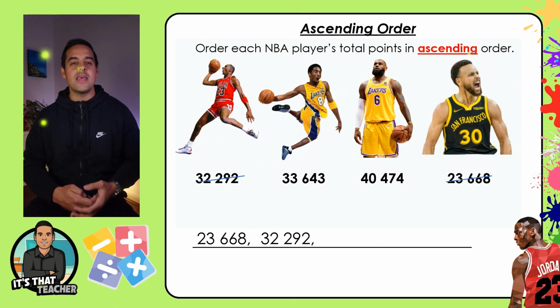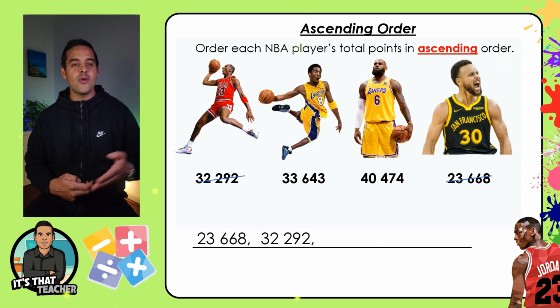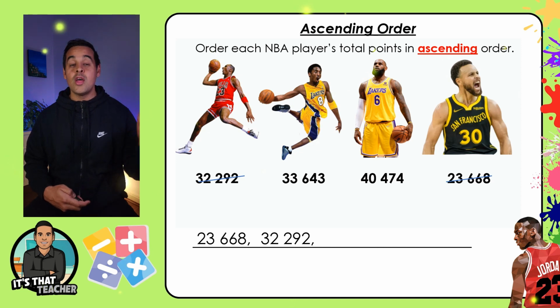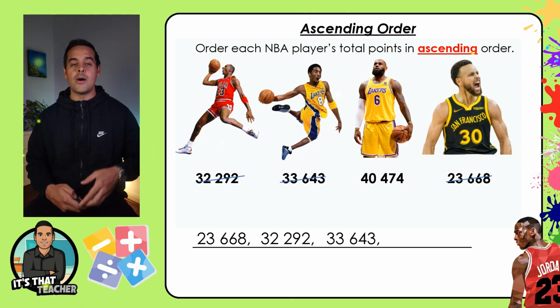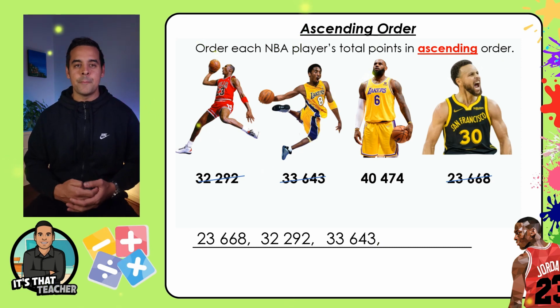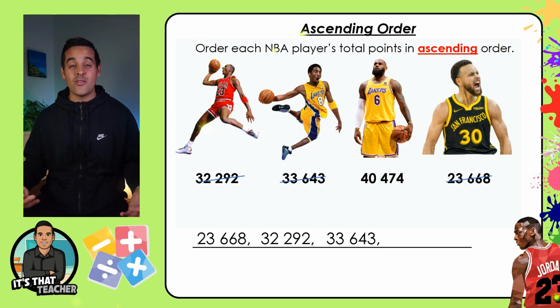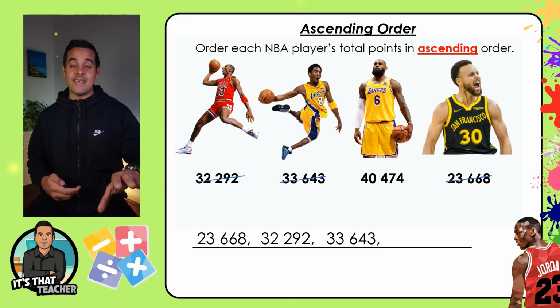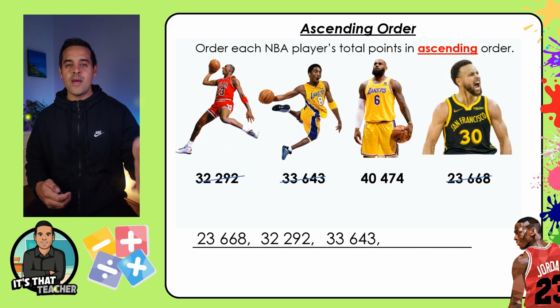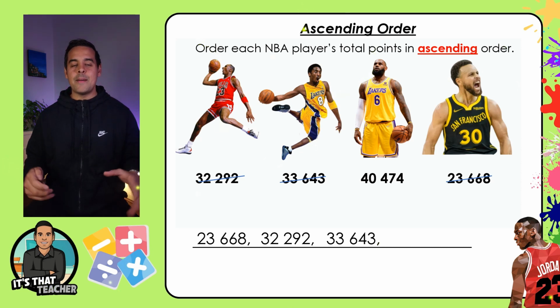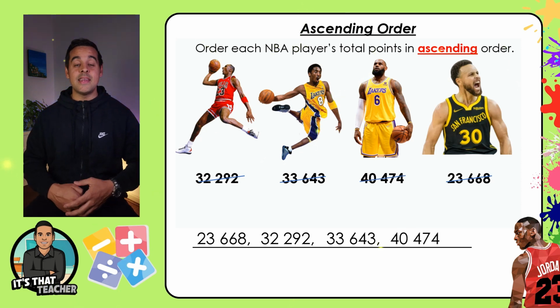Now, the next number here is Kobe Bryant, 33,642. Remember, cross it off, put it below. Finally, as you can see with this strategy, there's no other number. LeBron James, 40,474. I think it's a bit more now from the date of recording this video, but incredible number, the most points in the NBA and the last number in our question.